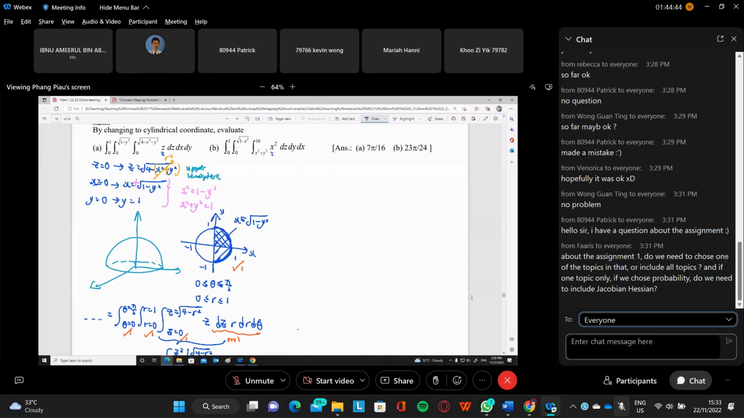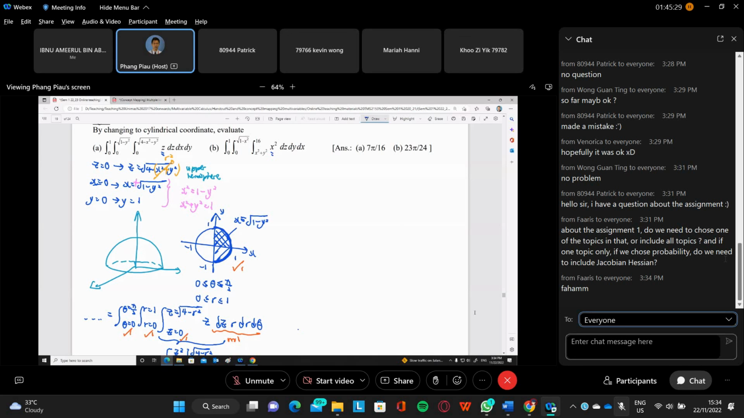Farish asked about assignment one. Do we need to choose only one of the topics? Yes, one topic only. If I choose probability, do I need to include Jacobian? If you choose probability, you can include Jacobian and Hessians if there is any link between them. I'm not sure whether you can find that in what sort of probability. Of course, this is not in introductory probability. It might be something more challenging that requires you to use the Jacobian or the Hessians. It's only one topic. There is no way for you to cover all, because you are only given one page, or add in supplementary material if you want.